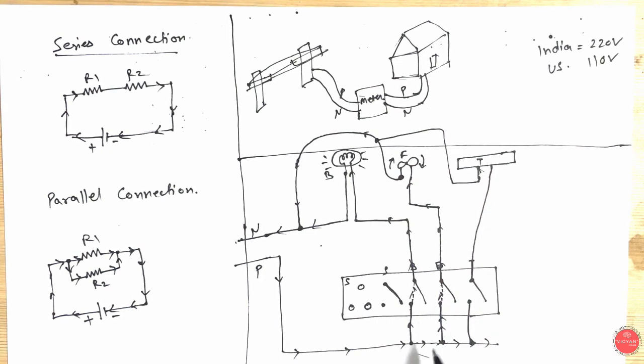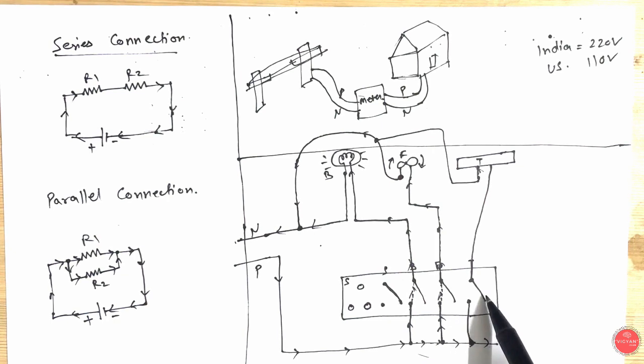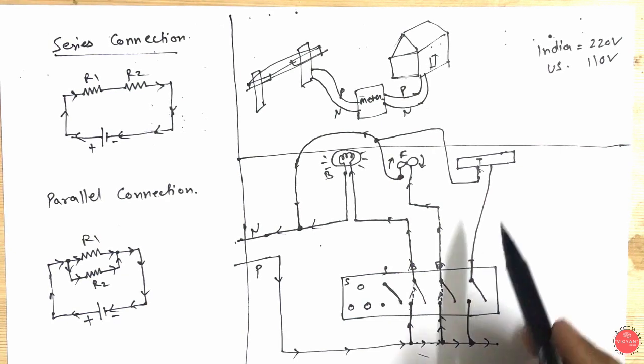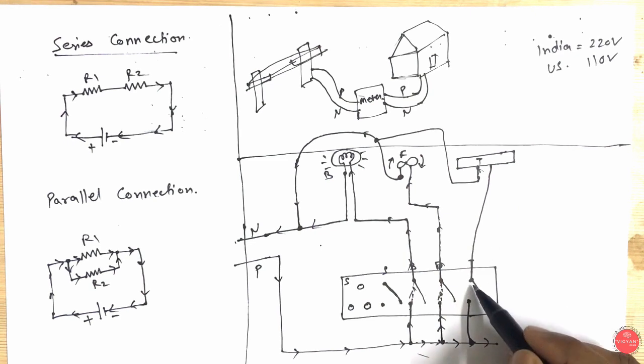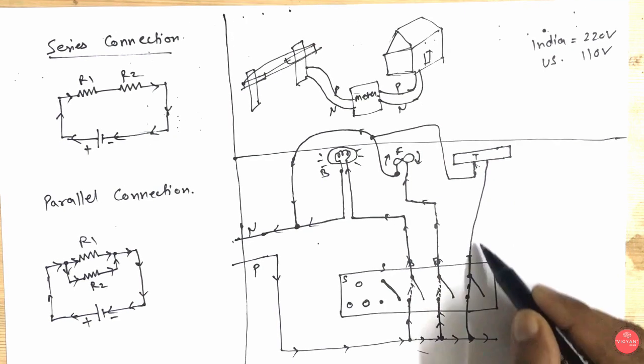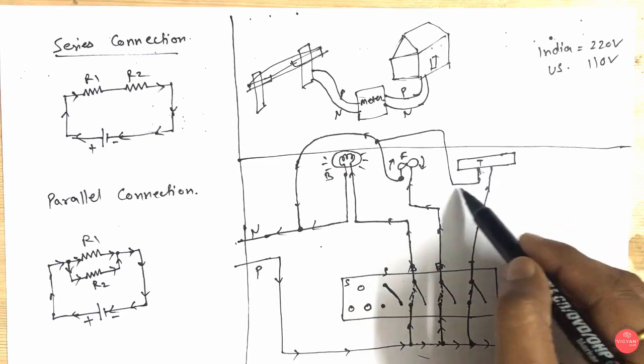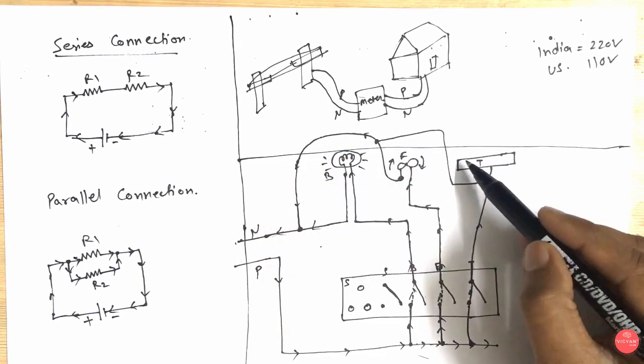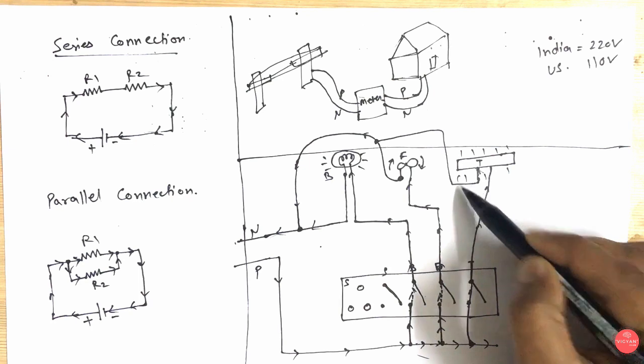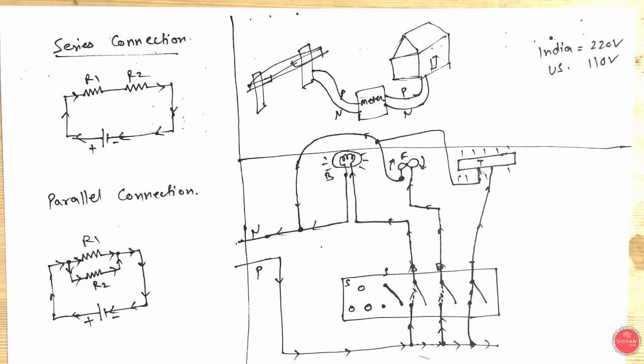Same way, it will go here, and now this one. If the key is off, the current will not flow in this direction, and the tube light will not switch on. If someone switches on the key, the current starts flowing in this direction, and it will complete the circuit like this, and the tube light will light up. So now we are able to control all the 3 appliances from different switches.